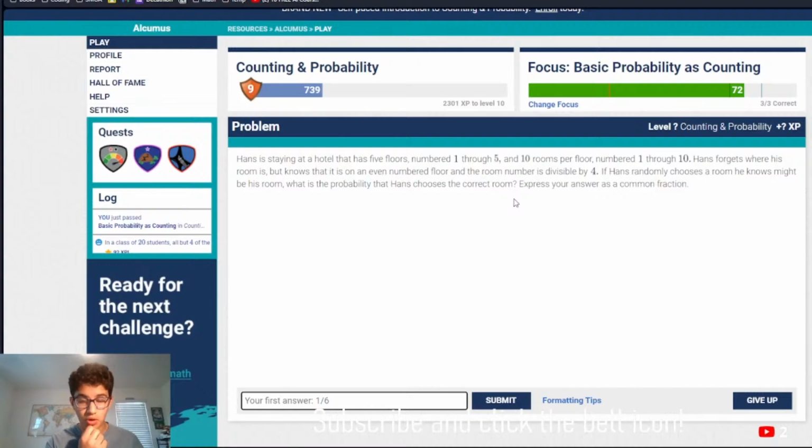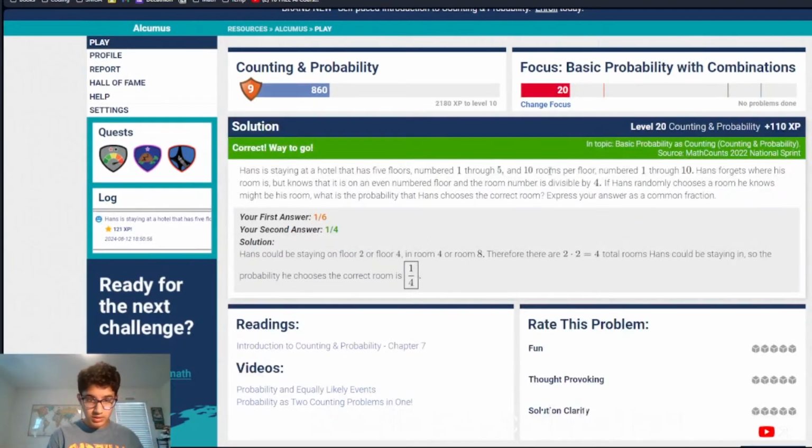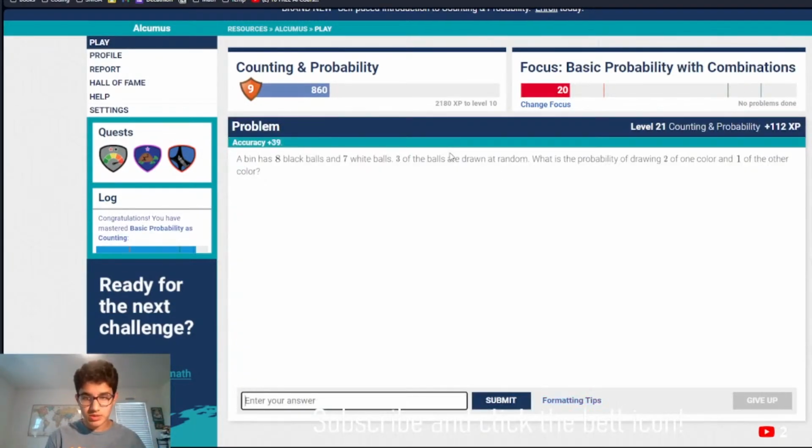On an even numbered floor. Okay, I read it the wrong way. Never mind. There are 10 rooms per floor. Wait, even numbered floor. So 2 and 4 work, and the room number is 40, 44, 48. Oh no, there is no 0. So that will be 1 out of 4 then. It's either 24, 28, 44, or 48. So 1 out of 4. Done.